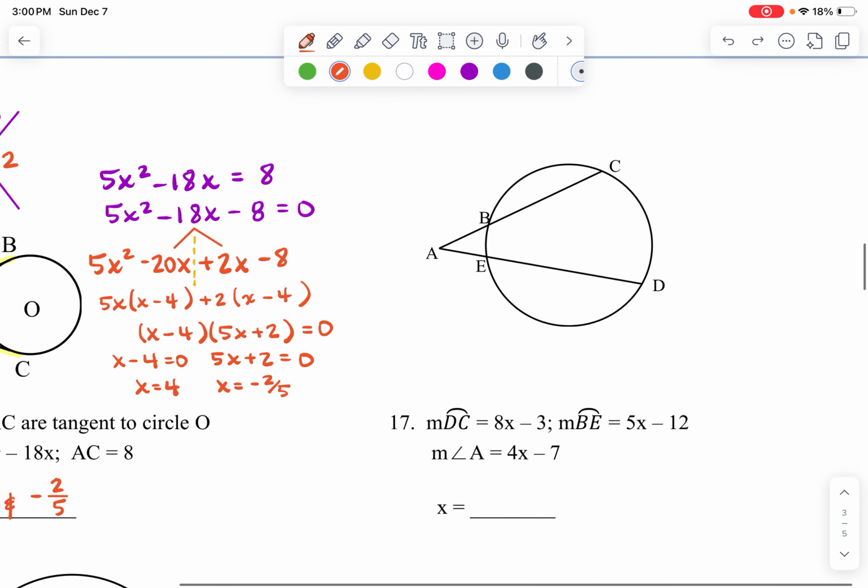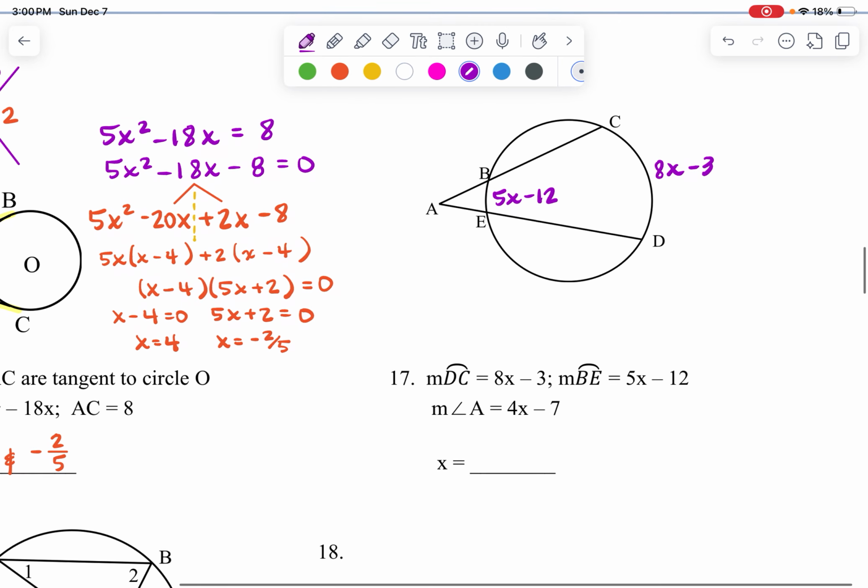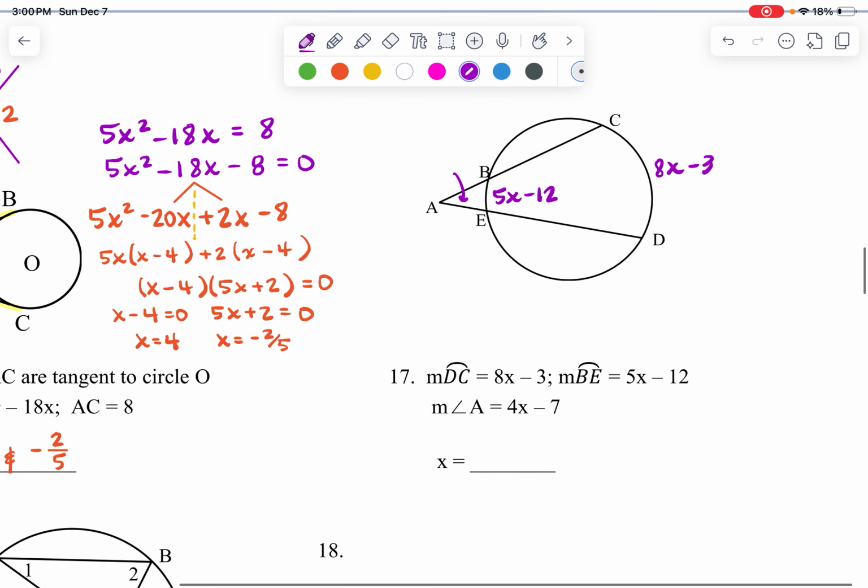All right, number 17. I'm going to label everything they give me. Arc DC is 8x minus 3. Arc BE is 5x minus 12. And angle A is 4x minus 7. Well, this is just an exterior angles problem. And we did a bunch of these on the first page, right? That the exterior angle is equal to half the difference of its two intercepted arcs.